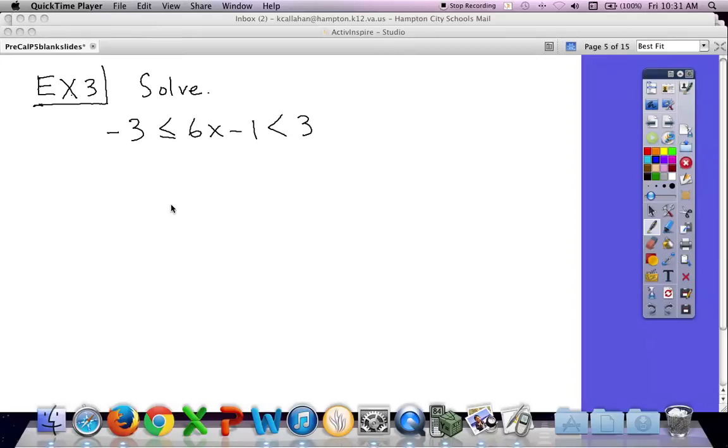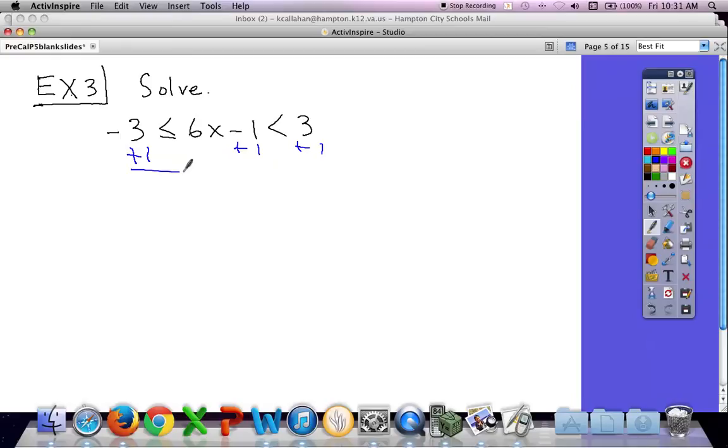To solve a three-part inequality, you want to isolate the variable in the middle part, right? So with 6x, what's with the x in the middle that you need to move? The 1 and the 6. First step is get rid of the 1. Right, so now that's negative 2 is less than or equal to 6x is less than 4.